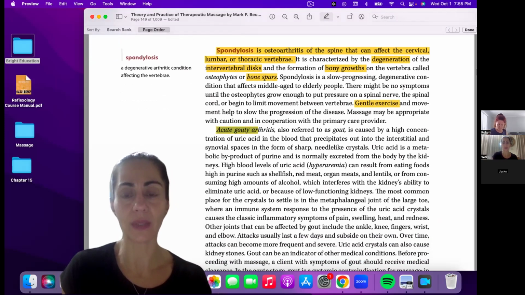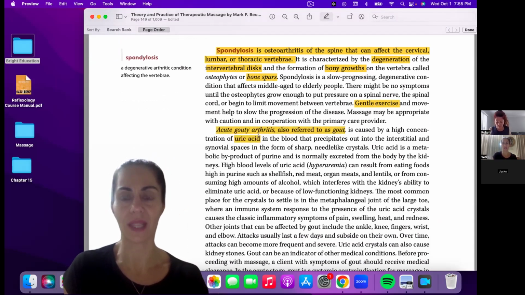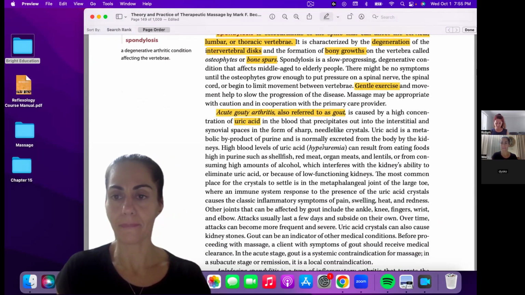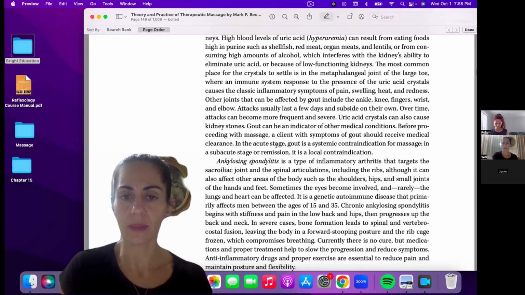Now, acute gout arthritis is also called gout, and it's caused by a high concentration of uric acid. So eating meat is terrible for these people, terrible. Yeah, that's pretty much for this one.